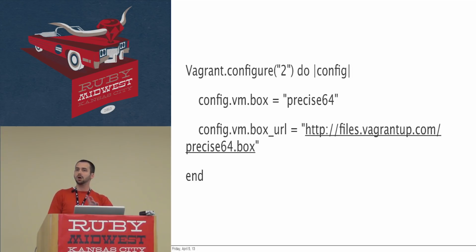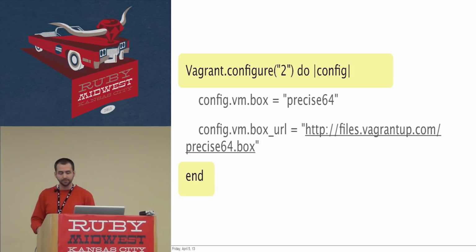OK, so this is the smallest possible Vagrant configuration file you can have. You just have a configure block. So you just say Vagrant configure. The 2 is the version of the API, so 2 corresponds with Vagrant 1.1.